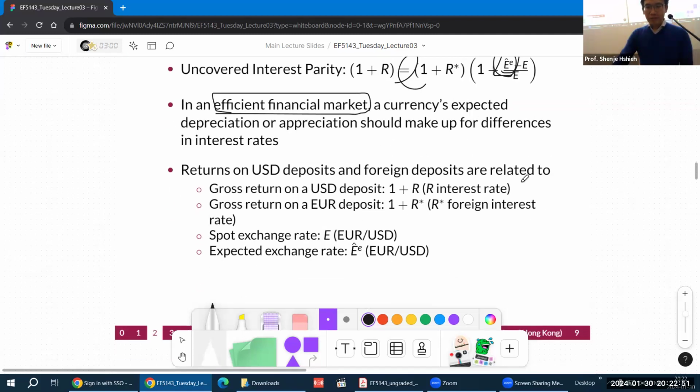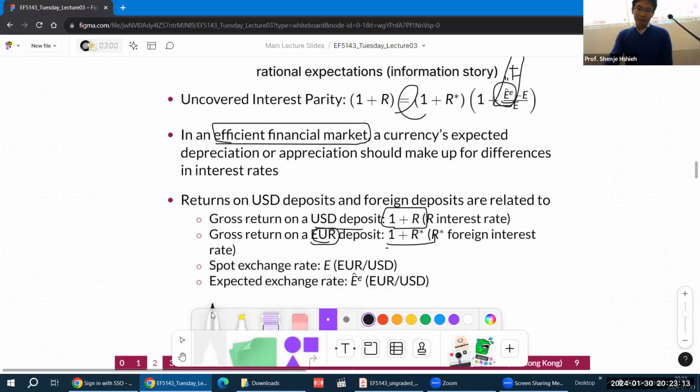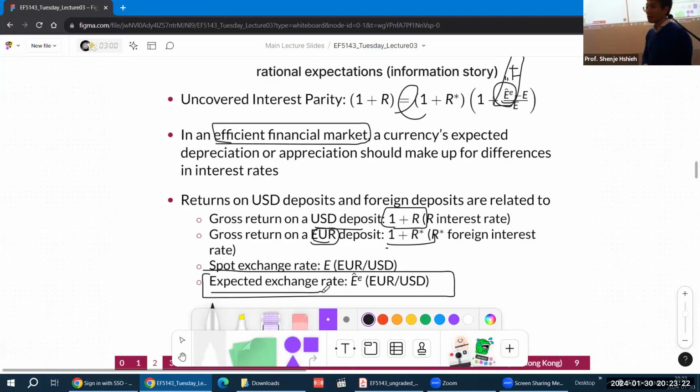So let me describe to you the different components of UIP. You have gross return on USD deposits, which is 1 plus R. That's just deterministic, no uncertainty. Gross return on Euro deposits, that's the foreign currency, 1 plus R. That's also deterministic. Spot rate, the same as before. Now, the only difference is you have this expected exchange rate. And again, we focus on expected exchange rate because we're going to assume that we're dealing with risk neutral investors.